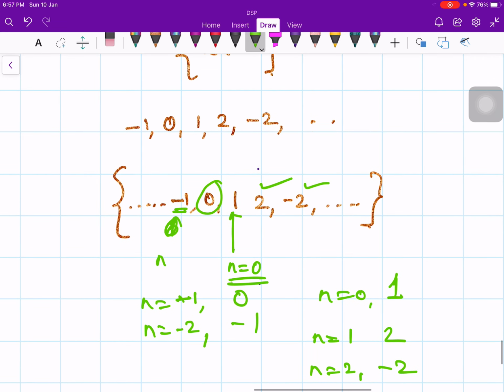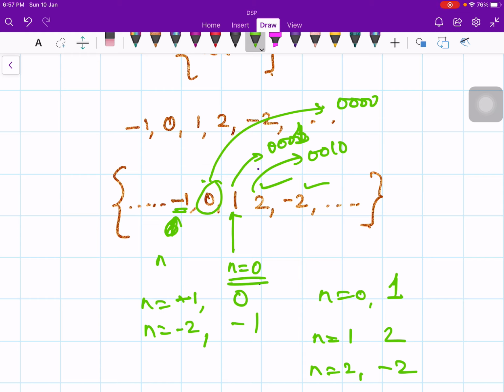Okay, so this is the complete description and representation of the signal. And here we will not write binary numbers. For example, this 2 I can write as 0 0 1 0, and this 1 I can write as 0 0 0 1, and this 0 I can write as 0 0 0 0. These are all called a binary representation. But in general we will not use binary notation, we always use decimal numbers.